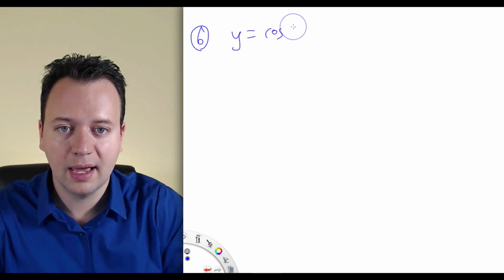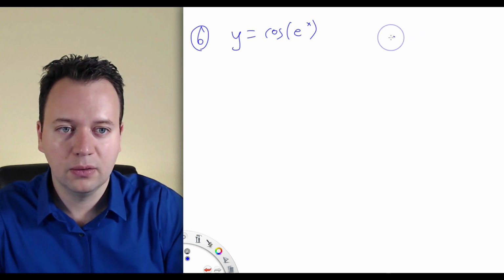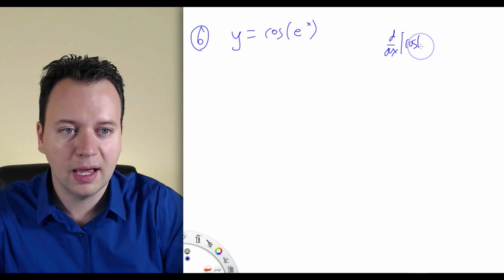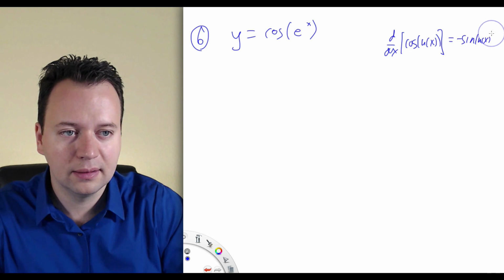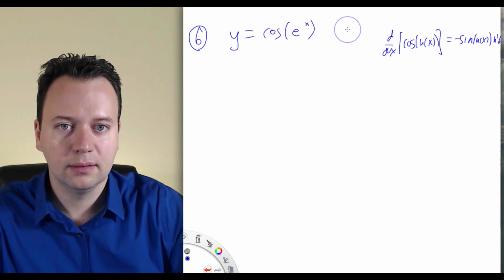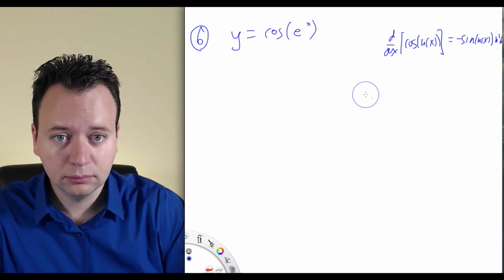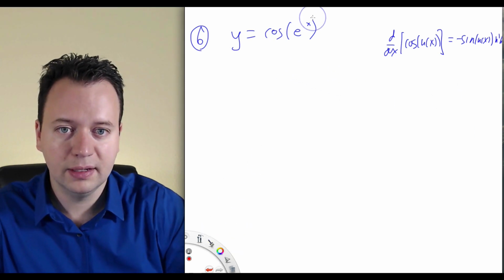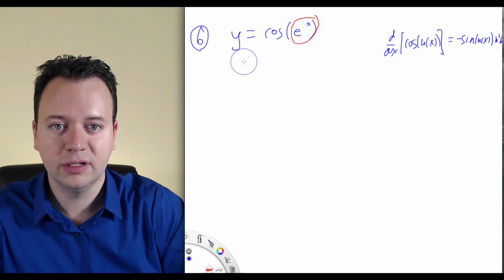The next one we have is a little bit different. y is equal to cosine of e to the x. So this is rule number 3, which says that the derivative of cosine of u of x is negative sine of u of x, and then times u prime of x. Just like that. So the inside function now is e to the x. So it's cosine of something, right? The outer function is cosine, and the inner function is e to the x.